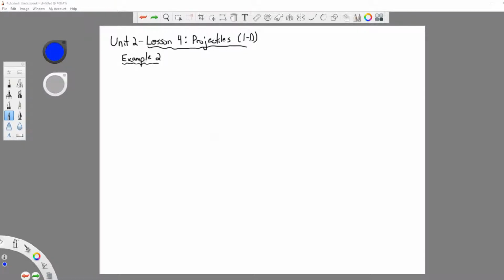All right, welcome to Unit 2, Lesson 4 on 1D projectiles. This is the second and last example problem for this topic. And this question is based on the moon. Now, a little bit of info that it gives us is that the moon has 1/6 the gravity of Earth.